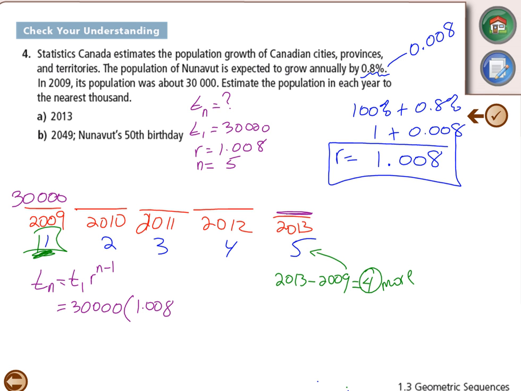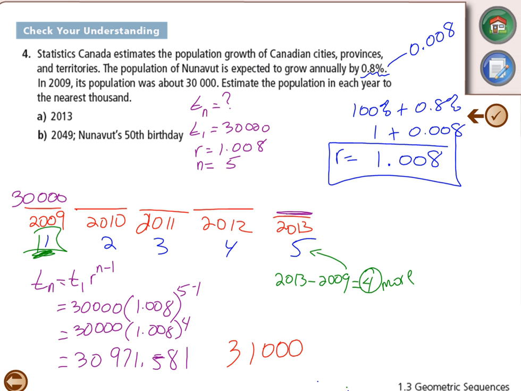30,000 times 1.008 to the 5 minus 1. Let's get her going. To the 4. Plug that into your calculator. And we get 30971.581. Nice. We've got 0.581 of a person. Oh, they told us to round to the nearest thousandth. Oh. So we need to go 31,000, approximately equal to.